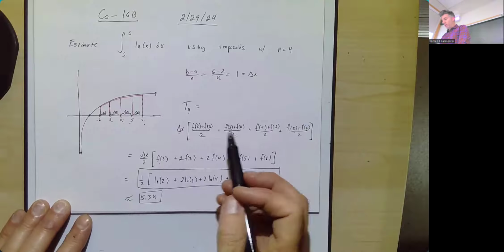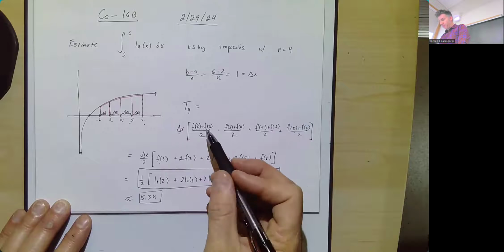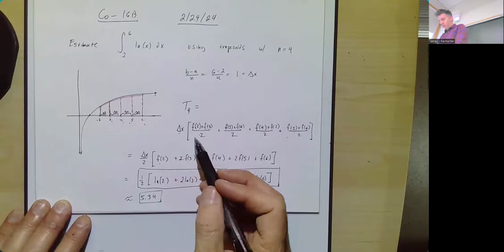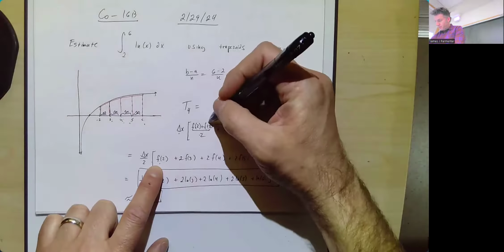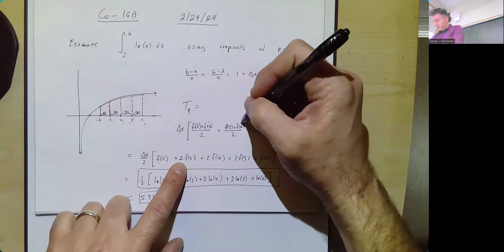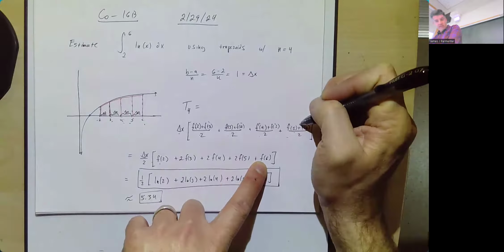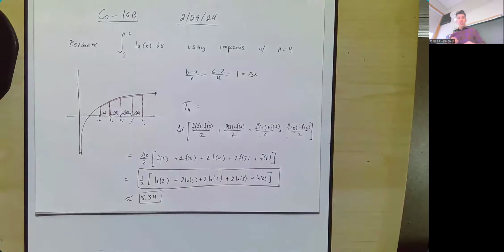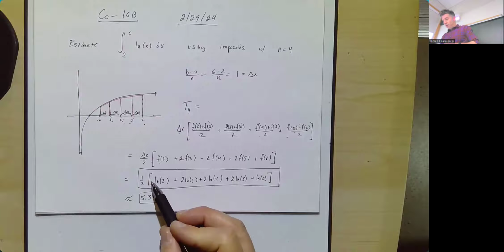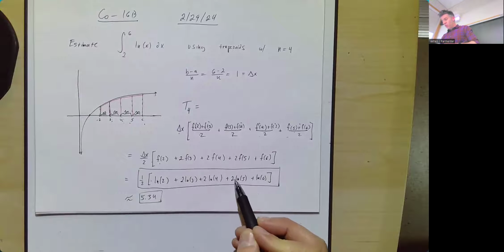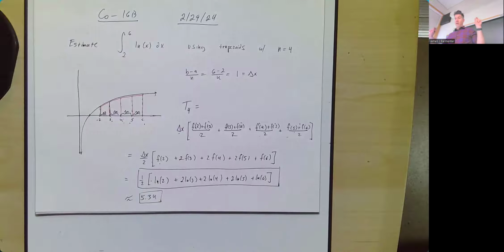But then when I bring out the 1/2, I'm left with 1 f of 2, 2 f of 3s, 2 f of 4s, 2 f of 5s, and 1 f of 6. So that's the distinguishing feature of the trapezoid rule: you have this 1, 2, 2, 2, 1 pattern, where the first and the last thing only get multiplied by 1, and everything in the middle gets multiplied by 2. It's kind of a neat pattern.